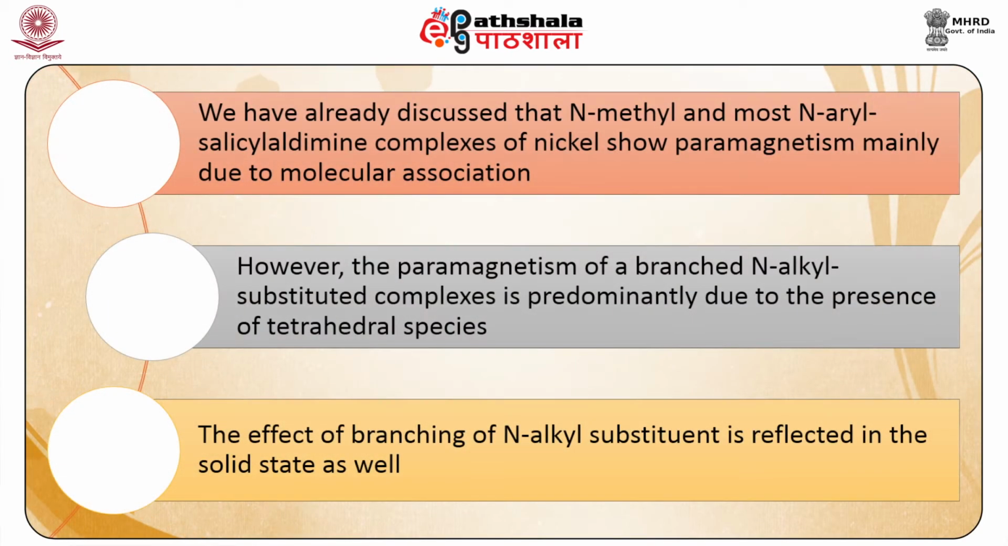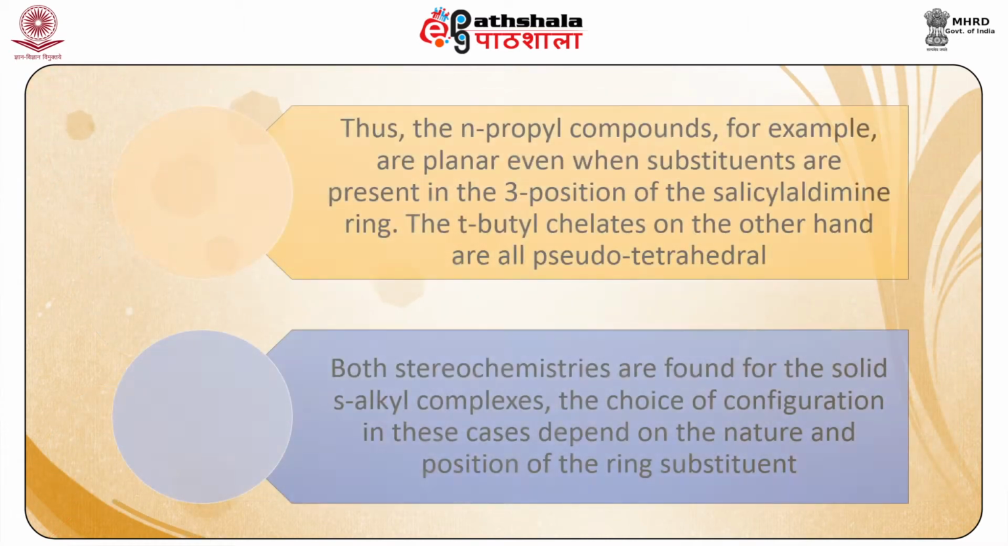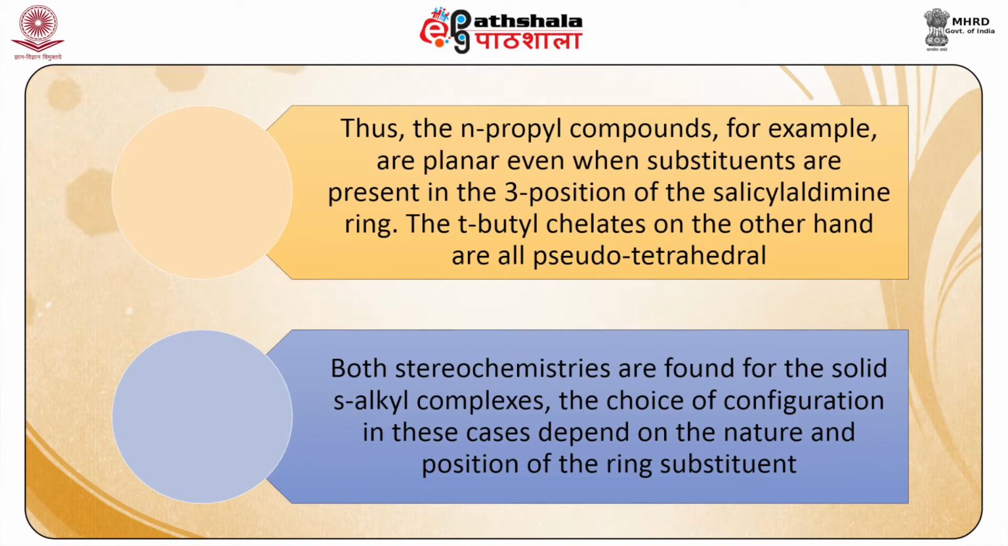We have already discussed in the previous module that N-methyl and most N-aryl salicylyl diamine complexes of nickel show paramagnetism mainly due to molecular association. However, the paramagnetism of branched N-alkyl substituted complexes is predominantly due to the presence of tetrahedral species. The effect of branching of an alkyl substituent is reflected in the solid state as well. Thus the N-propyl compounds, for example, are planar even when substituents are present in the 3 position of the salicylyl diamine ring.